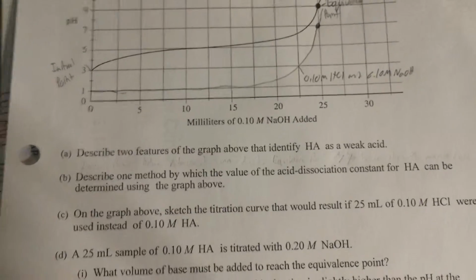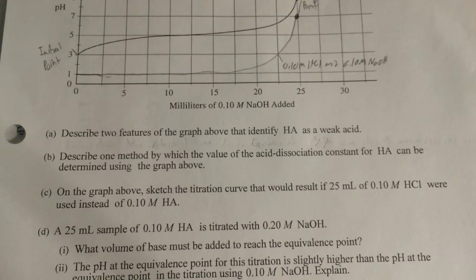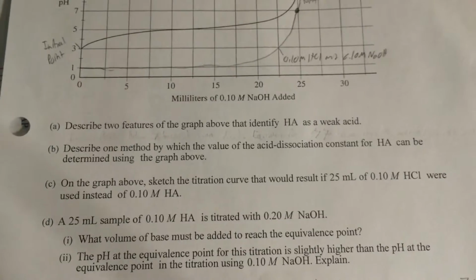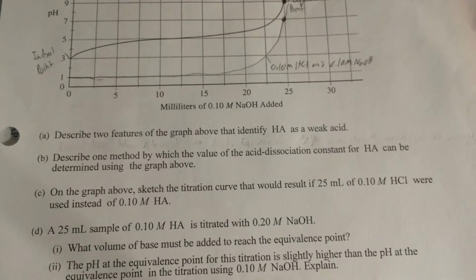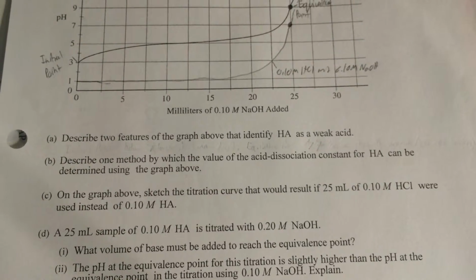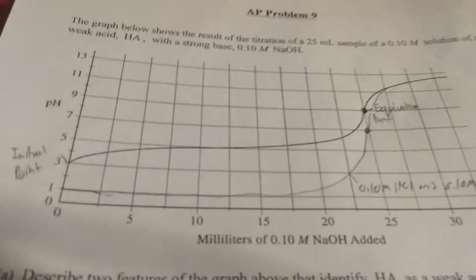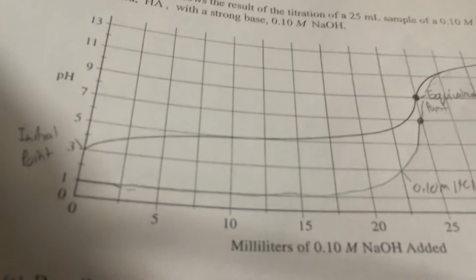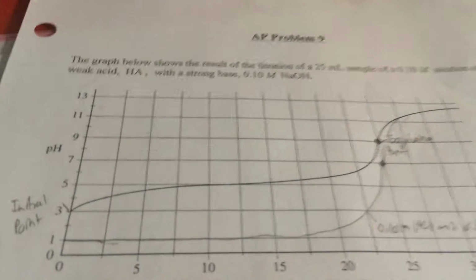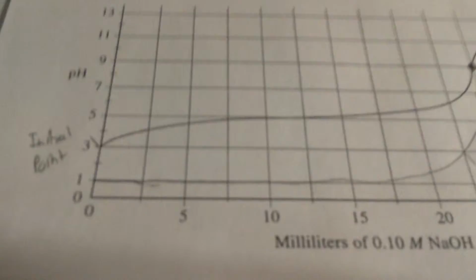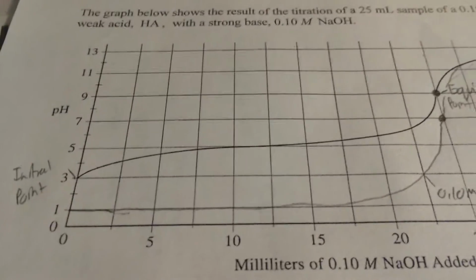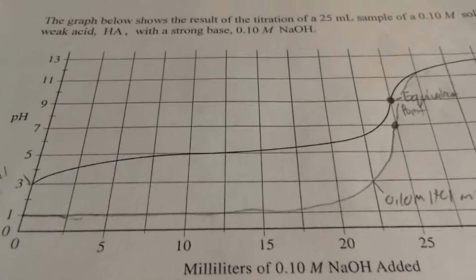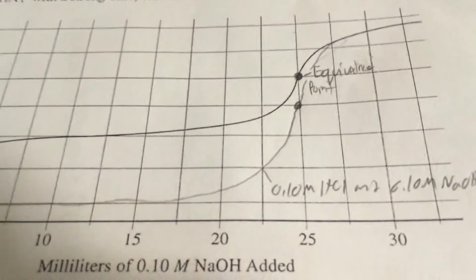Now we move on to C. On the graph above, sketch the titration curve that would result if 25 milliliters of 0.10 molar HCl were used instead of the weak acid. On the graph, I have drawn in what it would look like. Its initial point would be at 1, since it would dissociate completely, not slightly, having a pH of 1. And it would also stay lower and come up right around there.